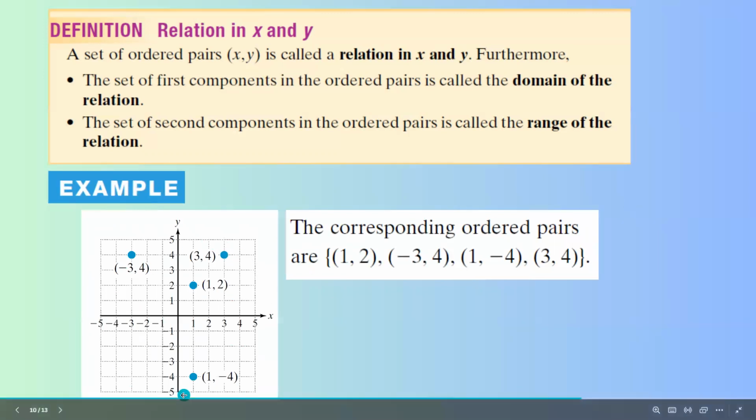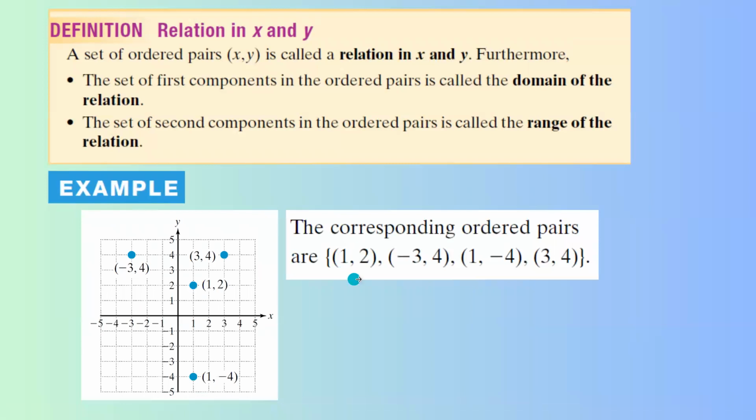In this relation, we have 4 points. This relation is not a function. It doesn't pass the vertical line test, so it is called a relation. The 4 points are 1 and 2, -3 and 4, 1 and -4, 3 and 4. The domain includes 1, -3, and 3. You don't have to repeat 1 again because you already have 1. The range includes 2, 4, -4, and you don't have to repeat 4 again.